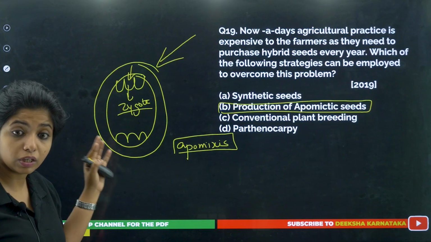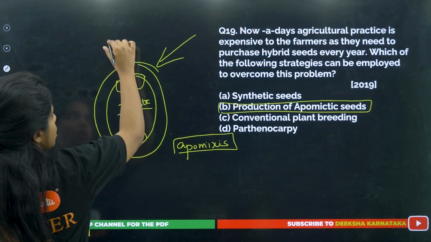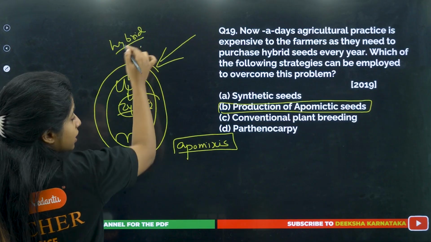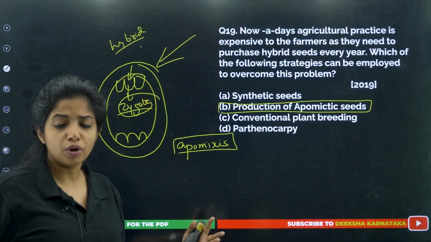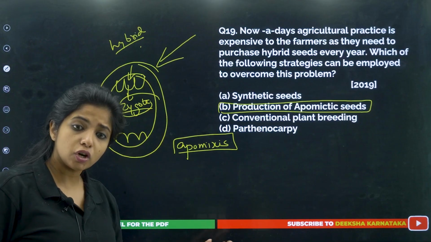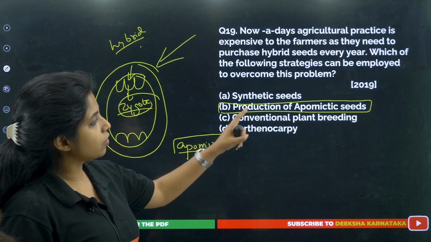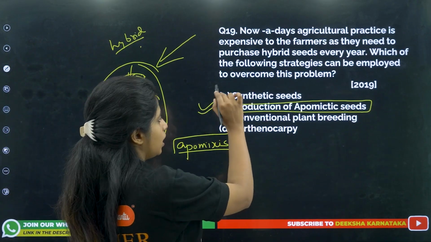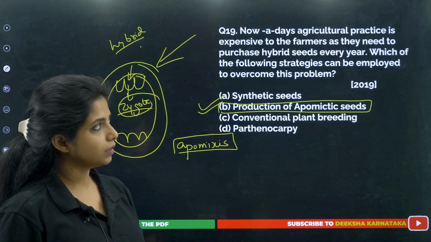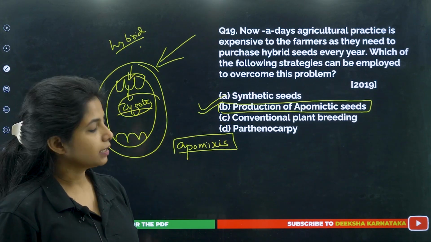So if the female parent was really good, and had all the hybrid features already put in there, and I'm getting a zygote just like that, why will I need to have fertilization and things like that happening? Why should I wait for that? This will naturally occur, apomixis. So production of apomictic seeds is the best way to overcome this. This came in 2019.